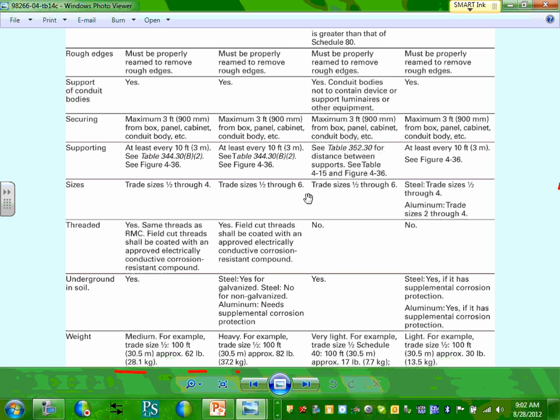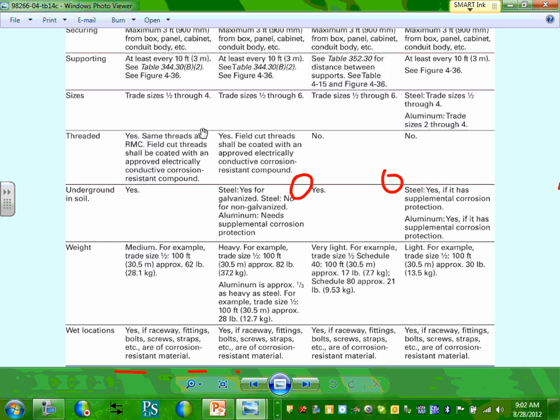You can get these conduits at the size of what? Can you guys see? 6. These are the 2 conduits, out of, I think, 1 or 2 more conduits in the code, that you can get in 6-inch. So they're superior. Threaded: 2 are threaded, another 2 are not, of course. The weight, they tell you about the weight.